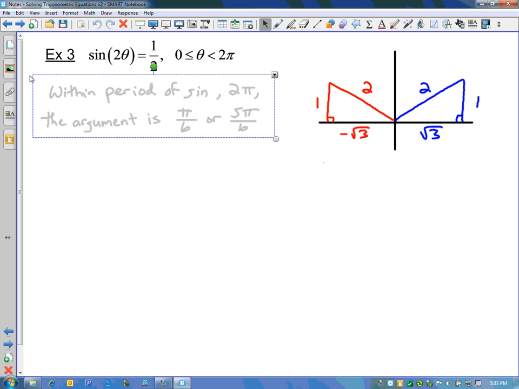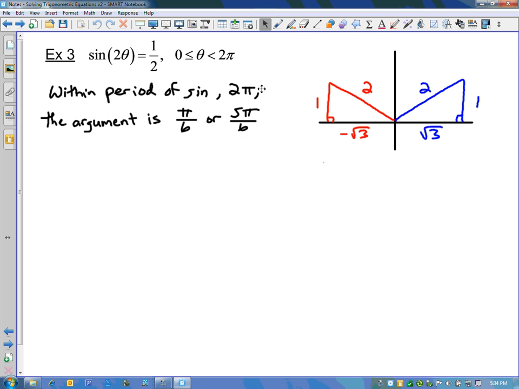And therefore, within the period of sine, which is 2 pi, the arguments need to be pi over 6 or 5 pi over 6. However, those are not our answers. Even though we're just looking from 0 to 2 pi, those are not our answers yet because our argument is not just theta. Notice how our argument is being multiplied by something. So in effect, we're multiplying inside the function, which means it's going to affect our function horizontally, which will change the period. So we can't just take these two.